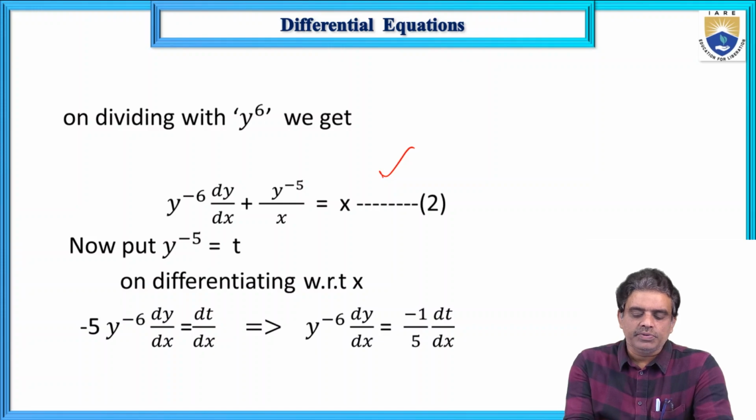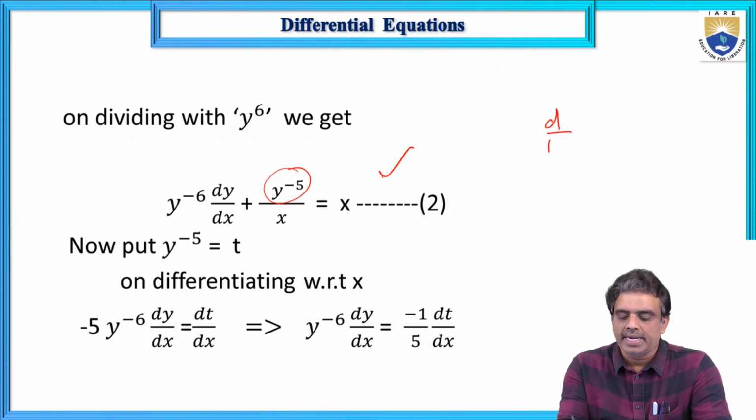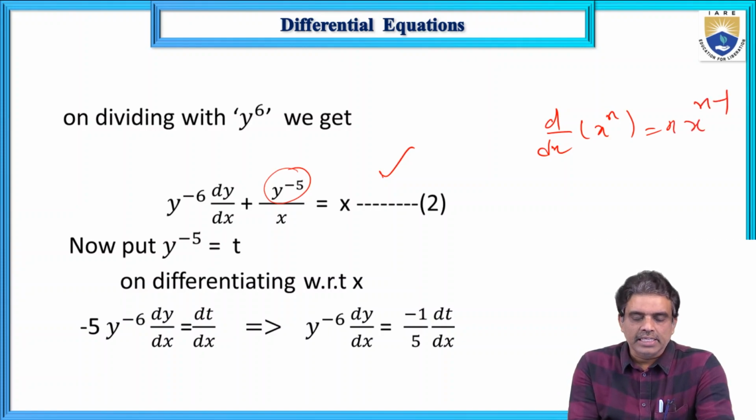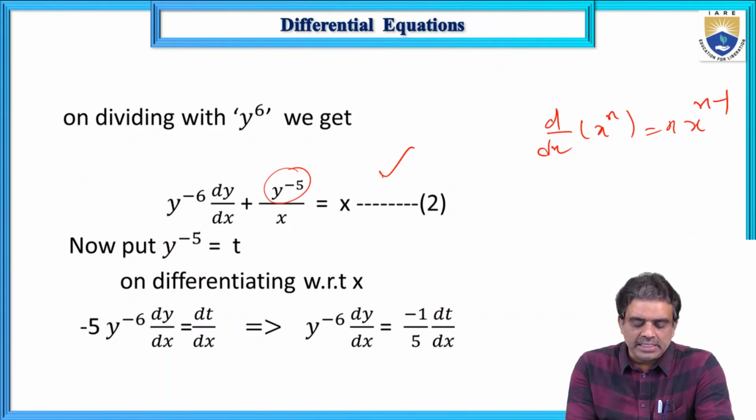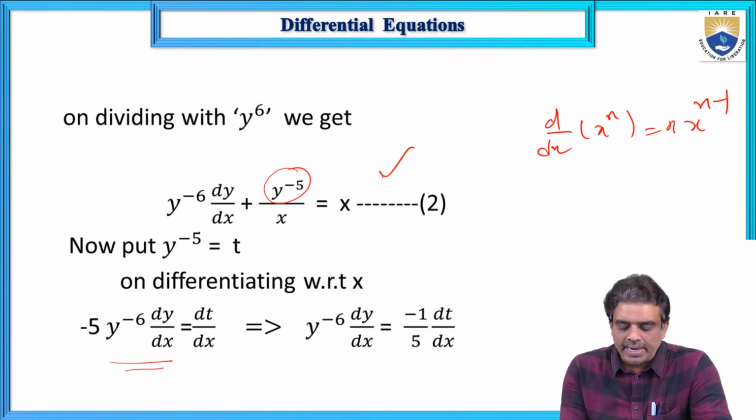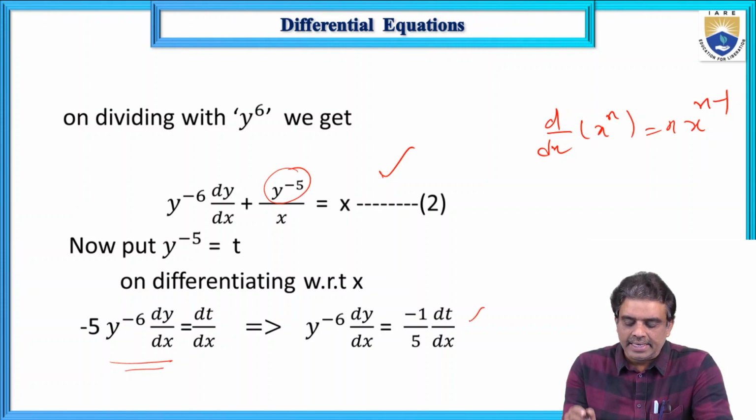Now put y power minus 5 is equal to t. On differentiating, it looks like x power n, and the derivative d by dx of x power n is n into x power n minus 1. So it is minus 5 into y power minus 5 minus 1, that is minus 6. With respect to x we are differentiating, so we will get the factor dy by dx, is equal to dt by dx. Or y power minus 6 into dy by dx is equal to, on taking 5 to the right hand side, minus 1 by 5 into dt by dx.